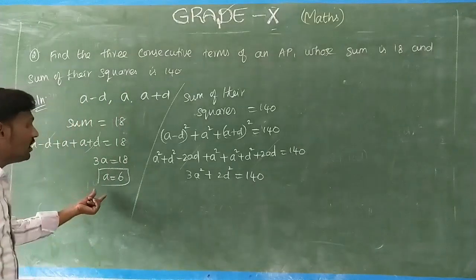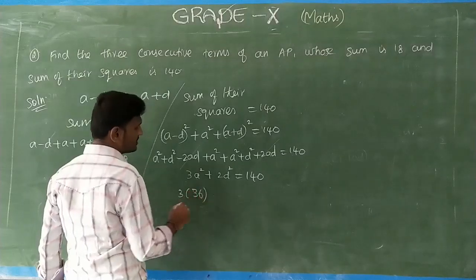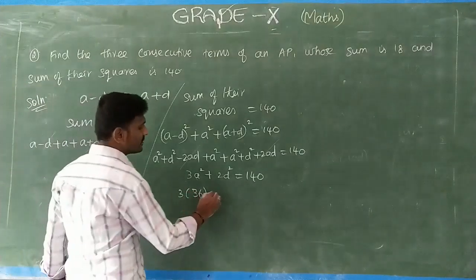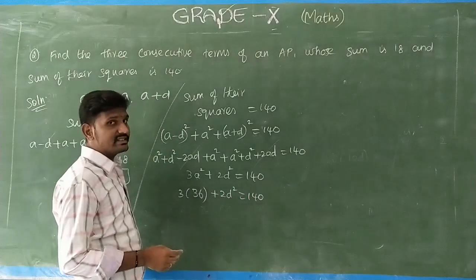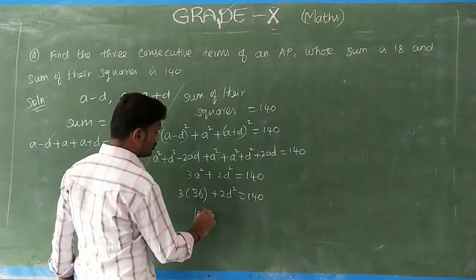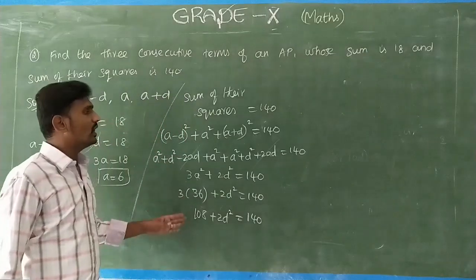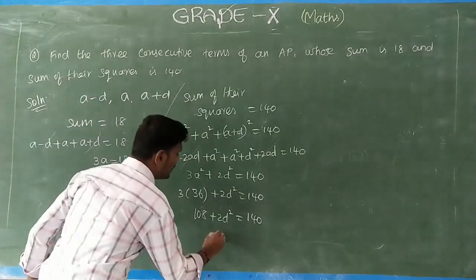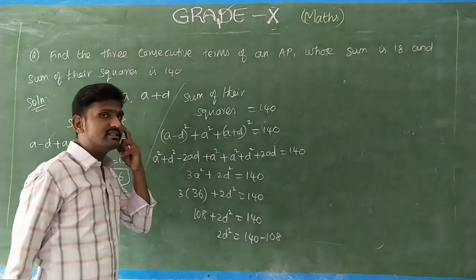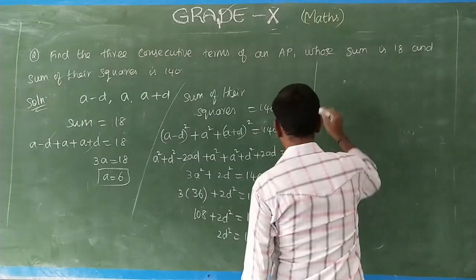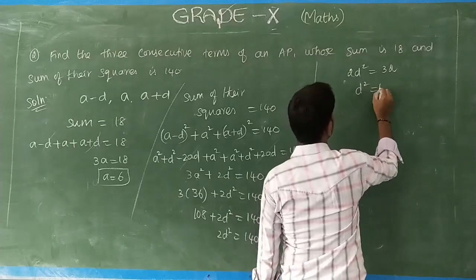And you have the value of a as 6. Okay. Now 3 into 6 square: 6 sixes are 36, so 3 into 36 plus 2d square is equal to 140. So here, 3 into 36 is how much, students? 108. So 108 plus 2d square is equal to 140. Now 108 we want to move to that side, so it will become 2d square equal to 140 minus 108. Then subtract to get 2d square equal to 32. Now d square is equal to 16.